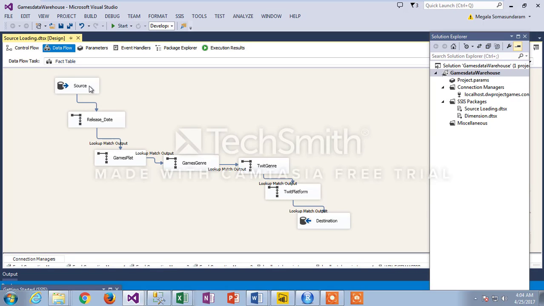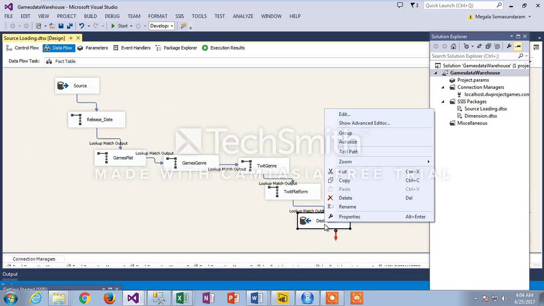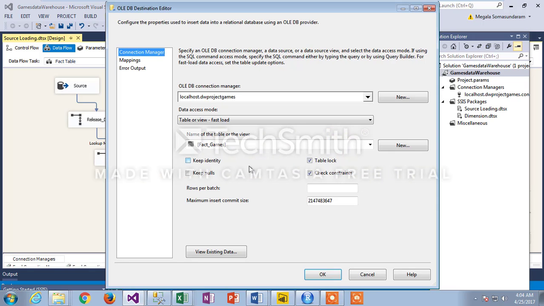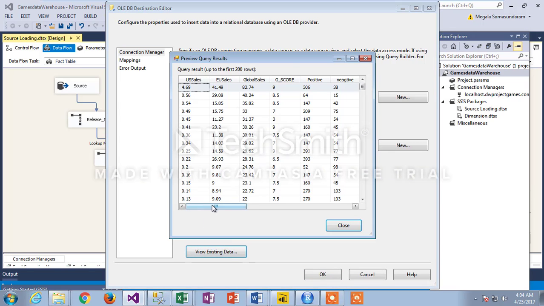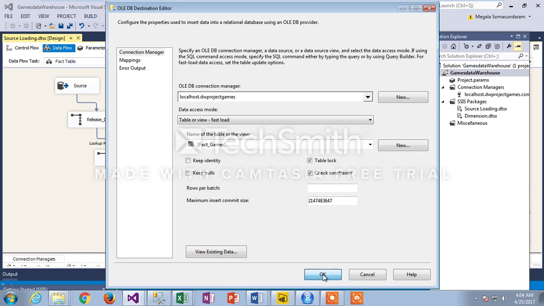In the fact table, I've fired a join query and connected all the tables and built several lookups. This is the fact table. Let's check the fact table. The fact table is populated over here. All the primary keys of the dimension tables are connected to the fact table.